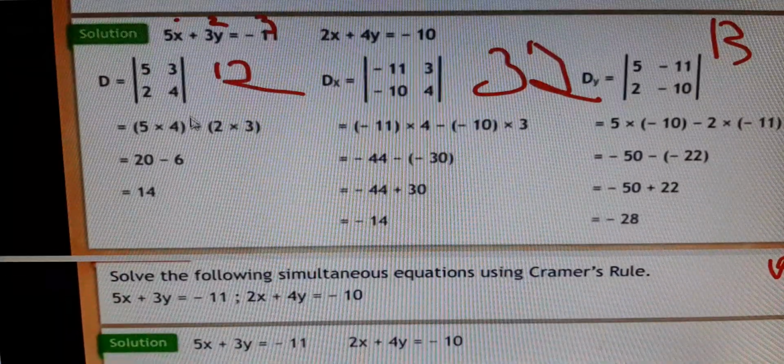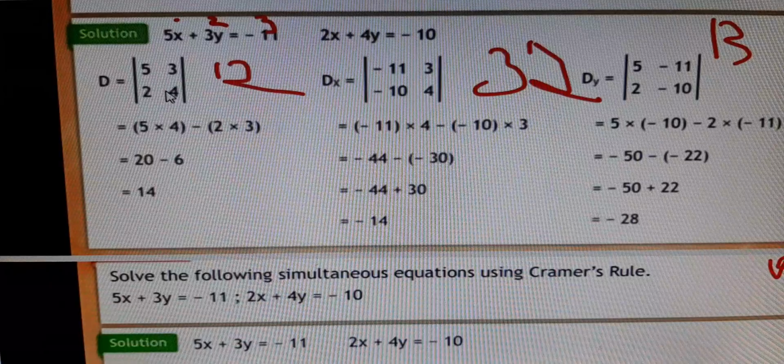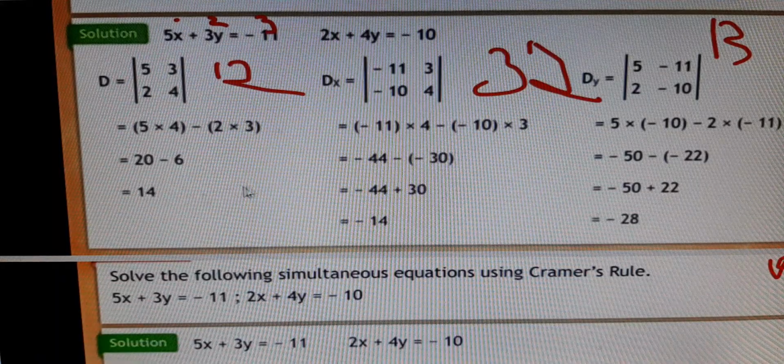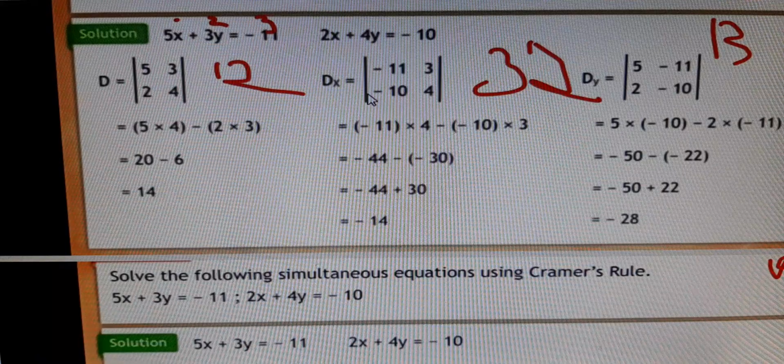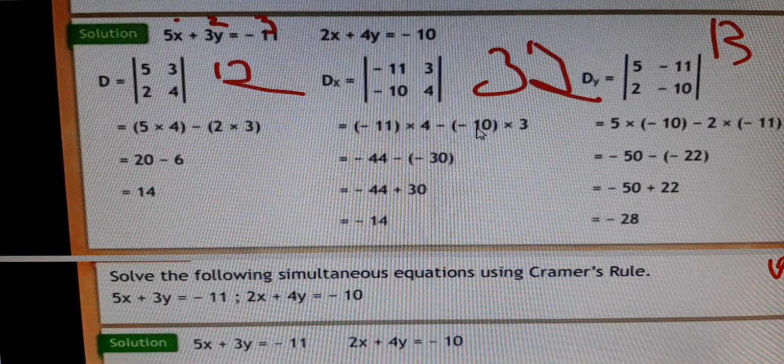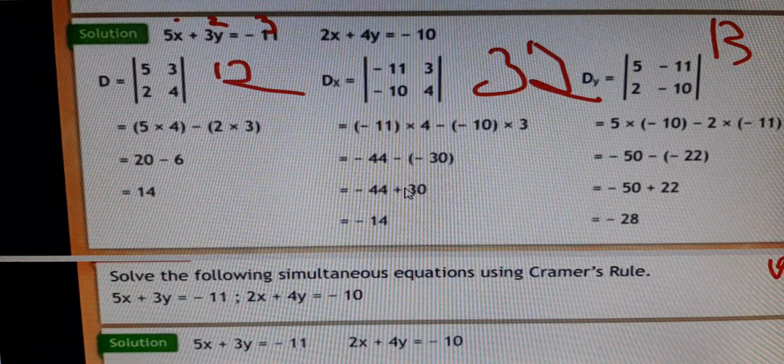Now here we can solve this by cross multiplication. 5 into 4 is equal to 20, minus 2 into 3 is equal to 6. 20 minus 6 is equal to 14. Now here also cross multiplication. Minus 11 into 4 is minus 44, minus 10 into 3 is minus 30, minus minus becomes plus.